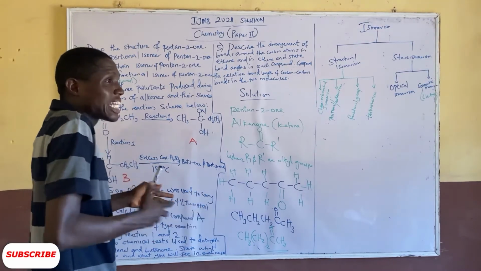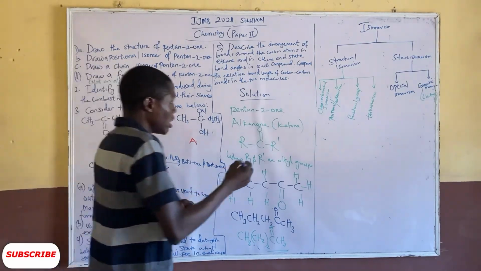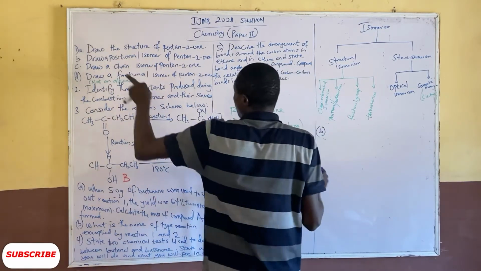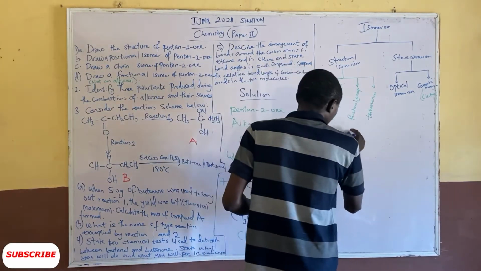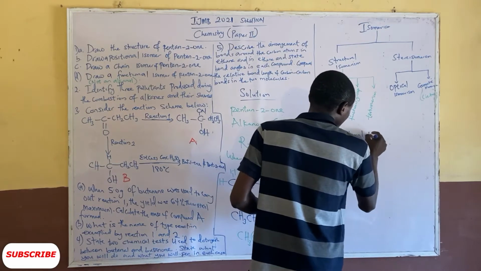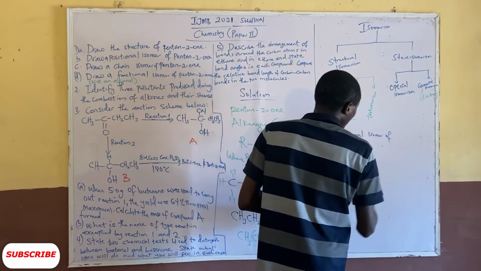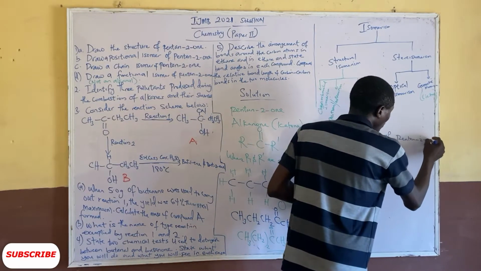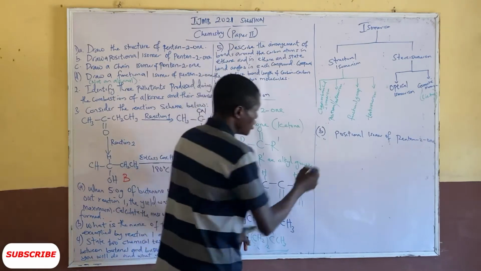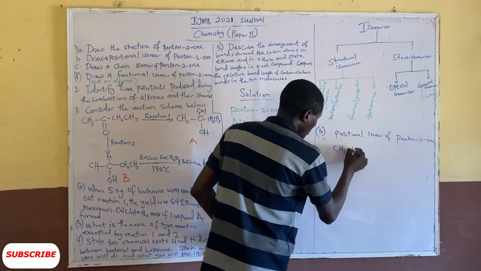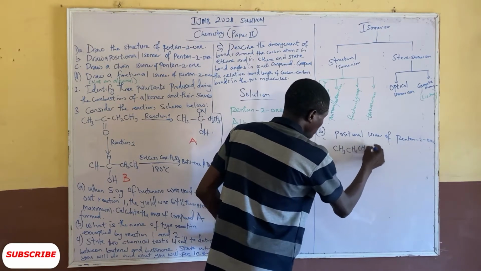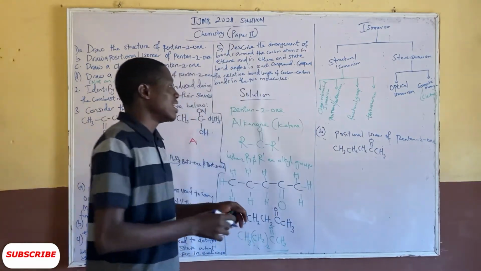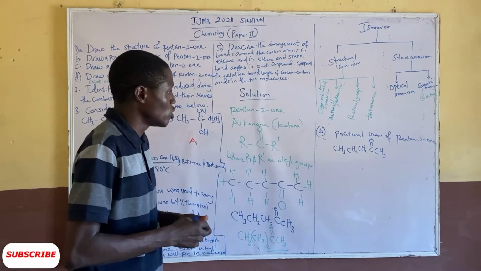isomers of pentan-2-one. The first question under that one is the positional isomers of pentan-2-one. We know that pentan-2-one is CH3, CH2, CH2, then C double bond O, CH3. And we're asked to draw the positional isomers.